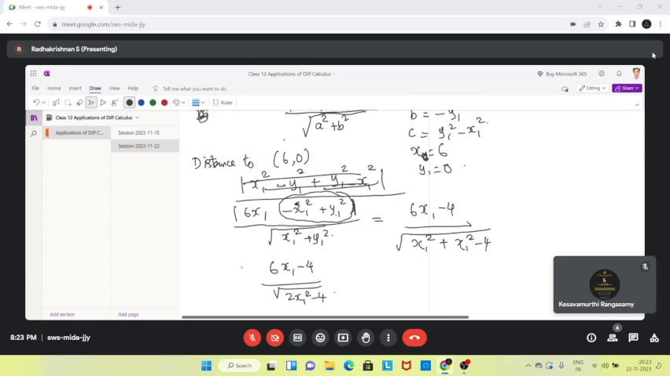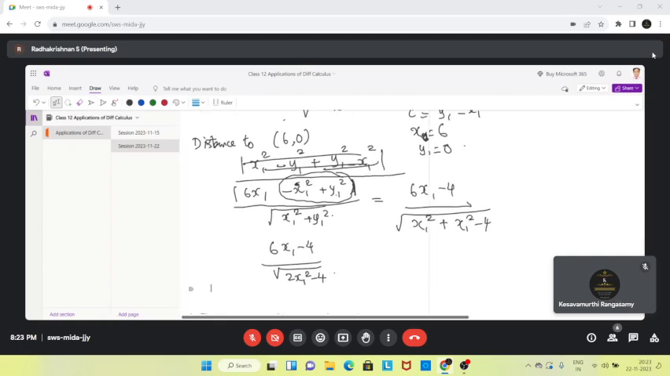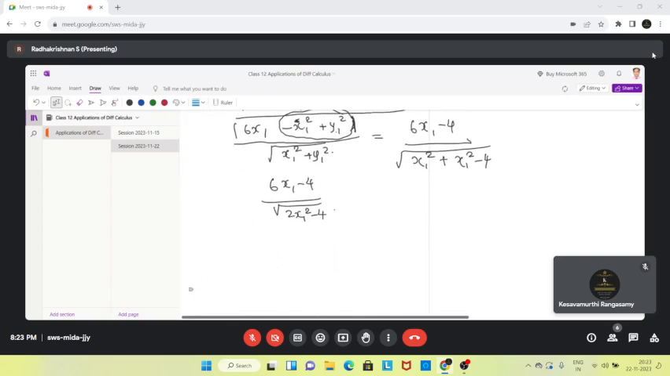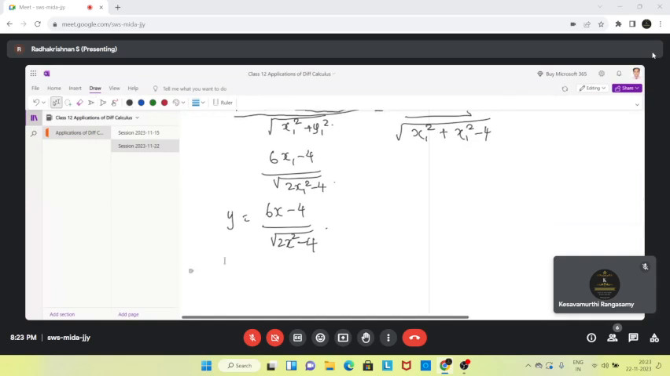Now, where this distance is minimum is given by, again, another differentiation. Keep this as y equal to 6x minus 4 divided by square root of 2x square minus 4. Now if we differentiate this, we get the minimum distance, where the minima occurs, and correspondingly what is the minimum distance. So now you differentiate this.